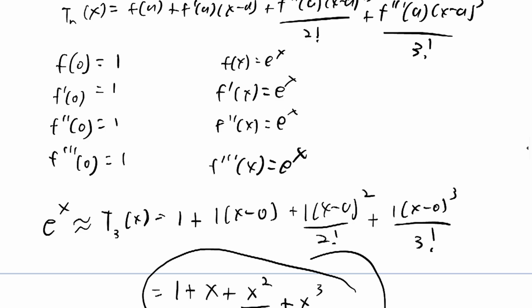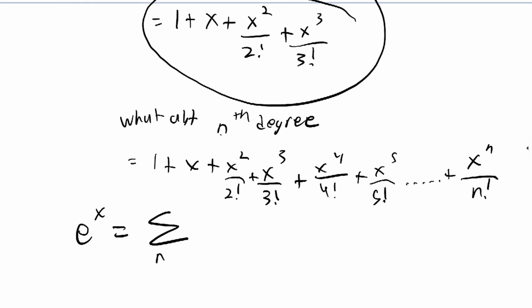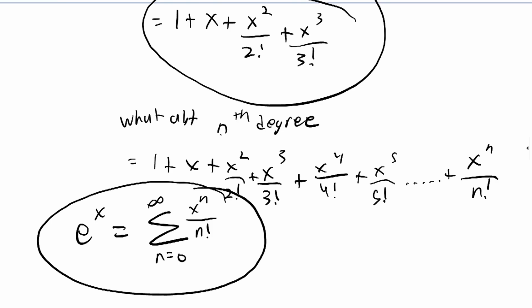Why? Well, because e to the x has the same derivatives. You can take it infinitely many times. So that means that eventually the nth degree term is going to be x to the n over n factorial. In fact, the actual Taylor series for e to the x is the infinite sum from n equals 0 to infinity of x to the n over n factorial. So there is your Taylor series for e to the x, and it's mind-blowing.